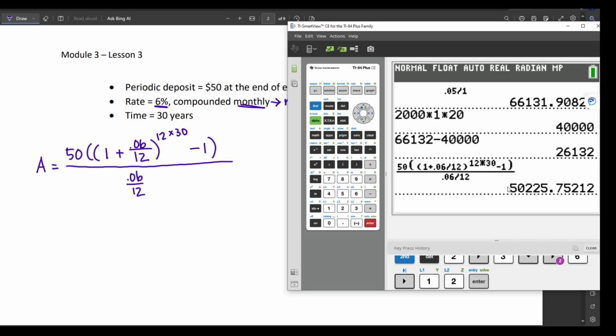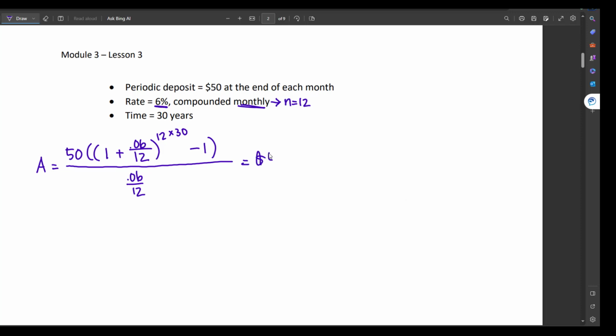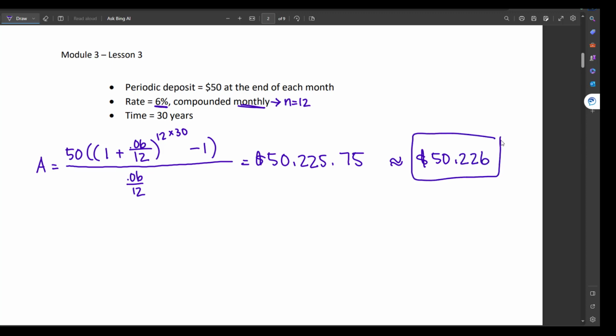And we get our future value amount of $50,225.75. That's not too bad for only putting in $50 a month. So again, we are going to round to the nearest dollar, so it would be 50,226. So let me write this out. 50,000. It was 225.75. Rounding it to the nearest dollar, we have 50,226 for part A. This is our future value amount.